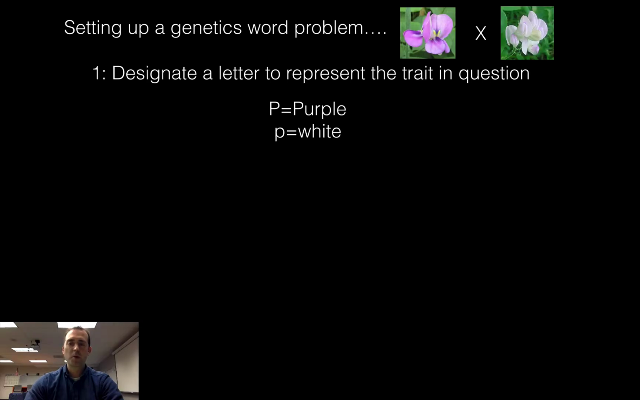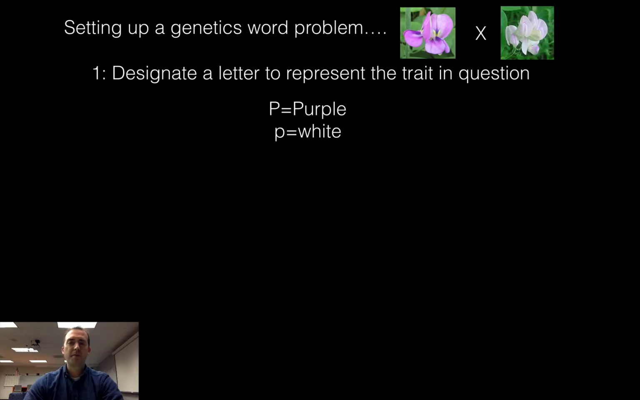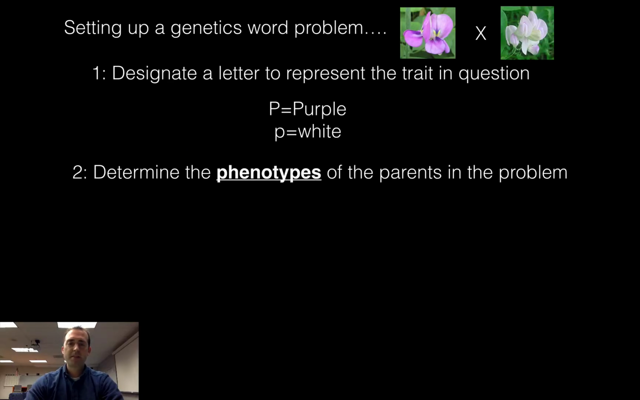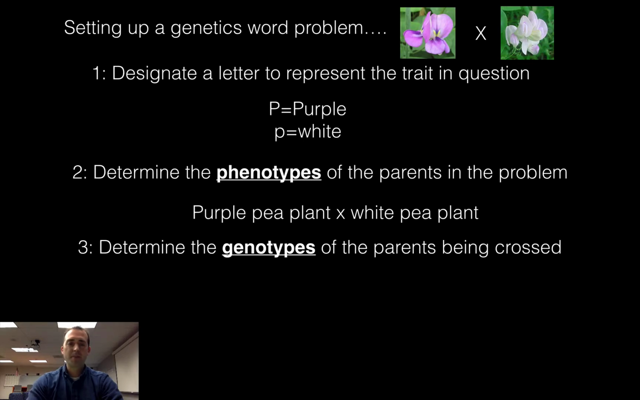So for this example, we're going to use the letter P for purple flowers, since purple flowers are dominant. And so we'll use capital P for purple, lowercase p for white. The next step is to determine the phenotypes of the parents in the problem. So in this example, we have a purple pea plant crossed with a white pea plant. The third step is to determine the genotypes of the parents being crossed.